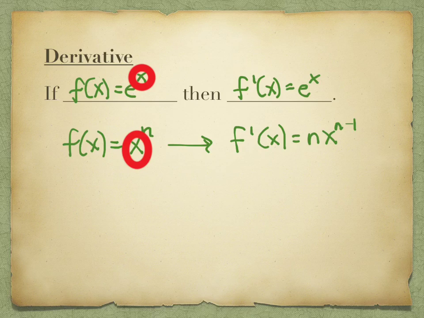So you have to figure out which function you're working with based on where in the world is my variable. If my variable's in the base, it's a power rule. If my variable's in the exponent, it's an exponential rule. It's an easy mistake to make. So identify to yourself where is my variable, and that tells you which function you're working with. All right, so we're going to do some.